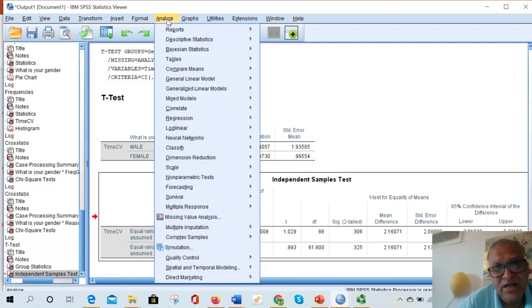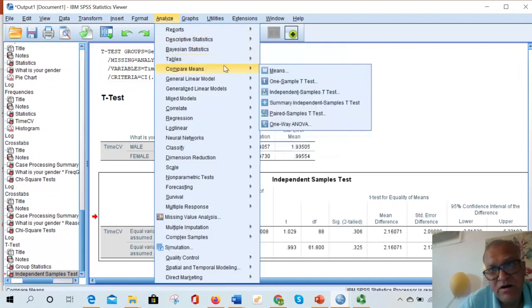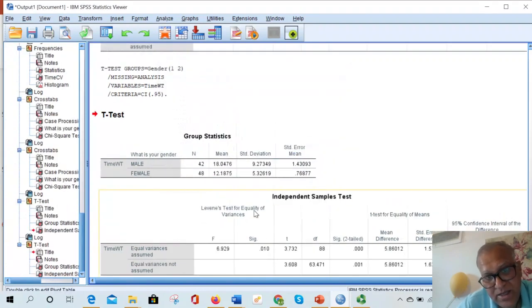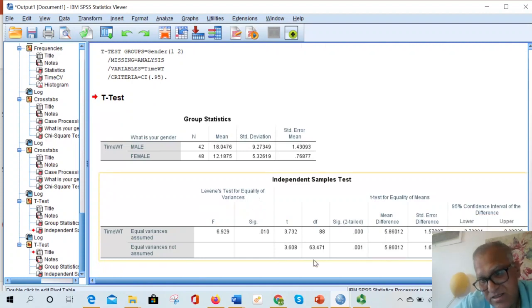Let's run the same test again, but this time for time spent on the weighing machine, using the independent sample t-test. Maybe we're expecting males to spend more time on weighing machines. Same thing, click OK. Okay, so males spend 18 minutes and females spend 12 minutes according to this chart, but don't say they are spending different time unless the t-test says. Look at the second row, equal variance not assumed. That's always safer.